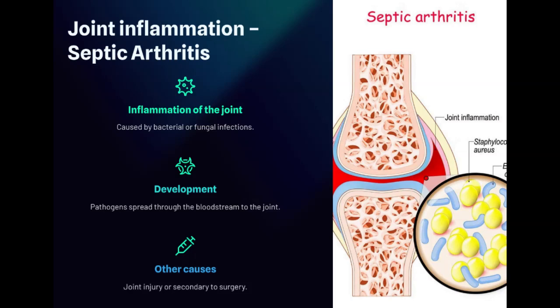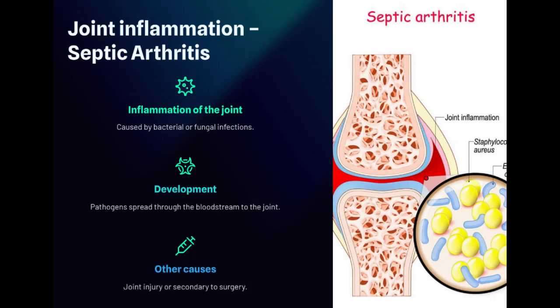Welcome to the realm of septic arthritis, a condition characterized by inflammation of the joint, wrought by the insidious infiltration of bacterial or fungal invaders. At its core, septic arthritis arises from the relentless advance of microbial foes, infiltrating the sanctuary of the joint space with malicious intent. Here, the battleground shifts from the hallowed halls of bone to the intricate labyrinth of synovial membranes and articular cartilage. The genesis of septic arthritis lies in the clandestine spread of pathogens through the corridors of the bloodstream, seeking refuge within the sanctuary of the joint.